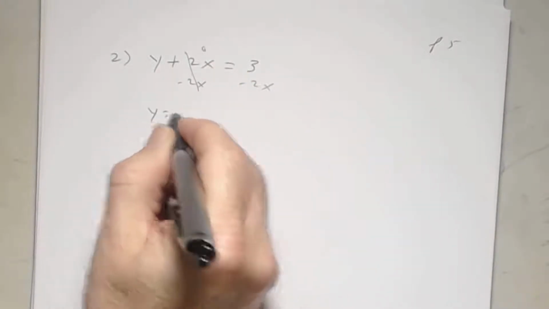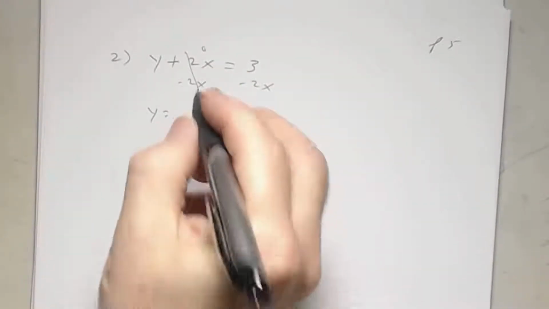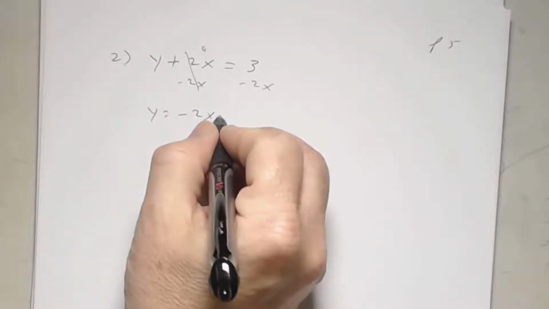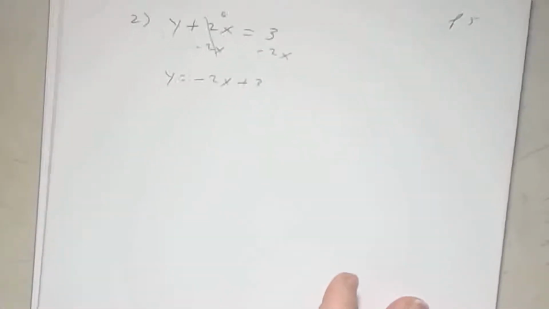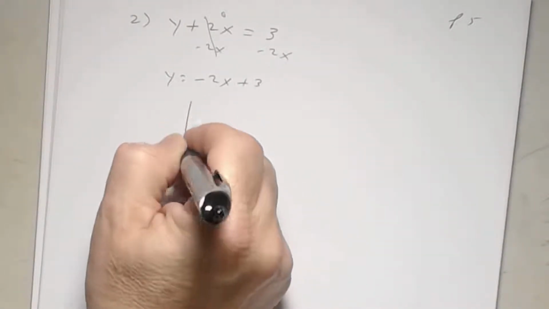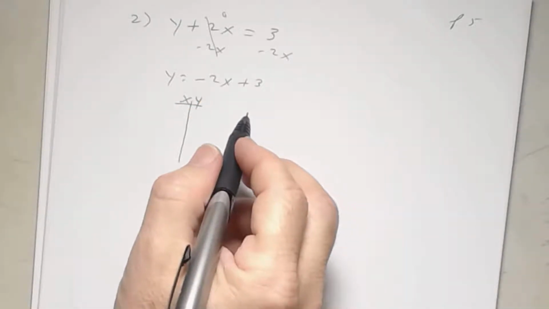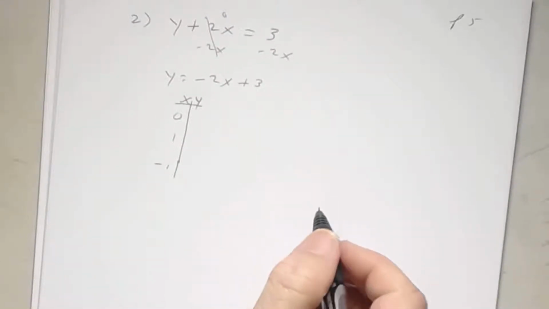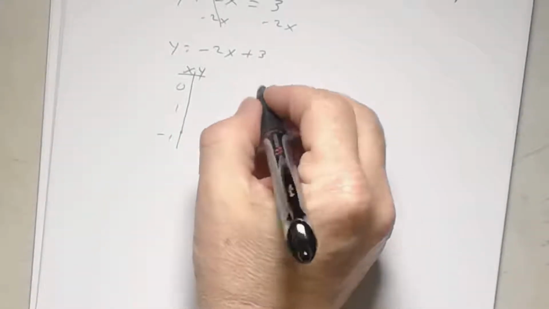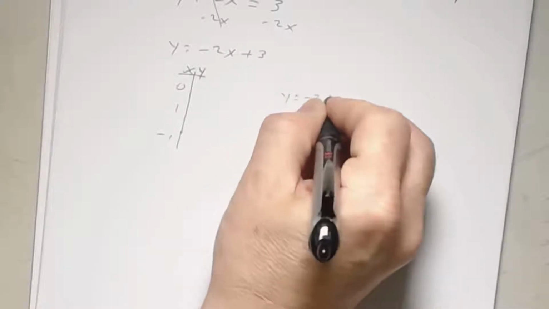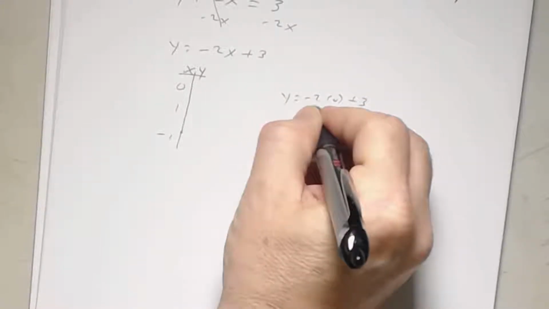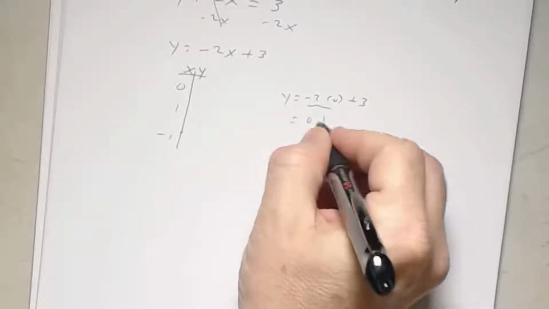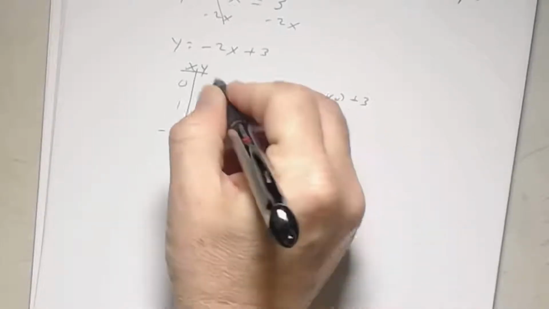And so I get y equals, and let's put the variable first, so it'll be -2x plus 3. And then you do your t-table. Now let's just use 0, 1, -1. So if x is 0, I get y equals -2 times 0 plus 3. And what's -2 times 0? 0. And 0 plus 3 is 3.